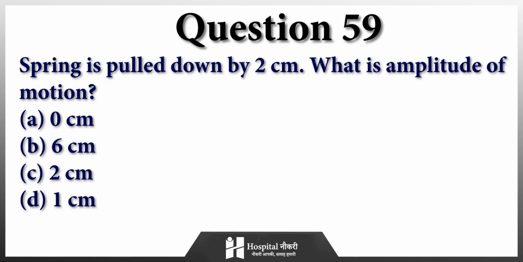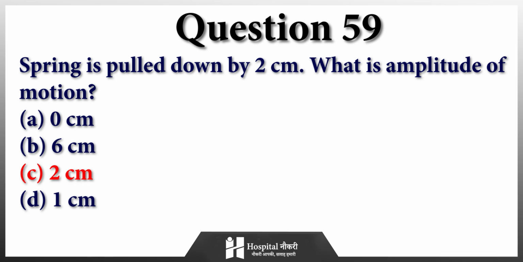Next question is, spring is pulled down by 2 cm. What is amplitude of motion? 0 cm, 6 cm, 2 cm or 1 cm. Correct option is C, 2 cm.